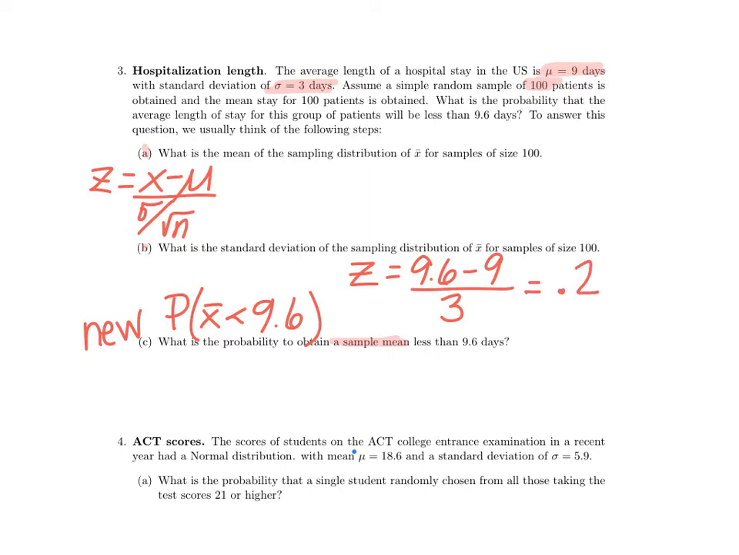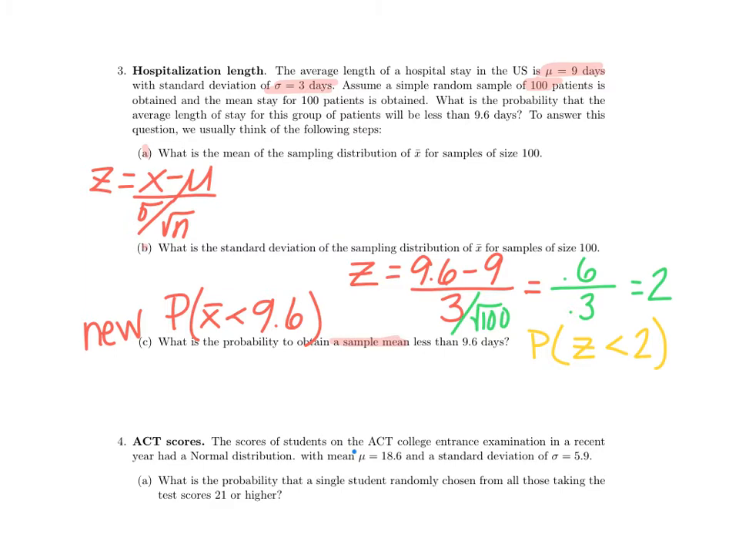But we have to have 3 divided by the square root of our n, which is 100. So that's the new part of the problem. So we really have 0.6 divided by 3 divided by 10, which is 0.3, and 0.6 divided by 0.3 is equal to 2. So we are really looking at what is the probability that z is less than 2.